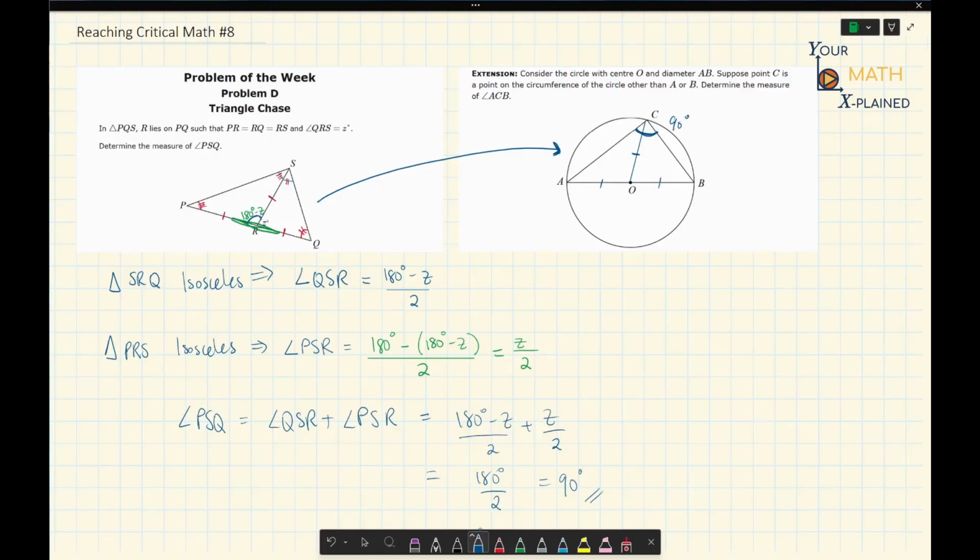The result is often expressed as a theorem for circles. This is usually stated as: an angle inscribed in a circle by a diameter of the circle is 90 degrees. So an inscribed angle would be this one that's created from the diameter. That's going to create a 90-degree angle.